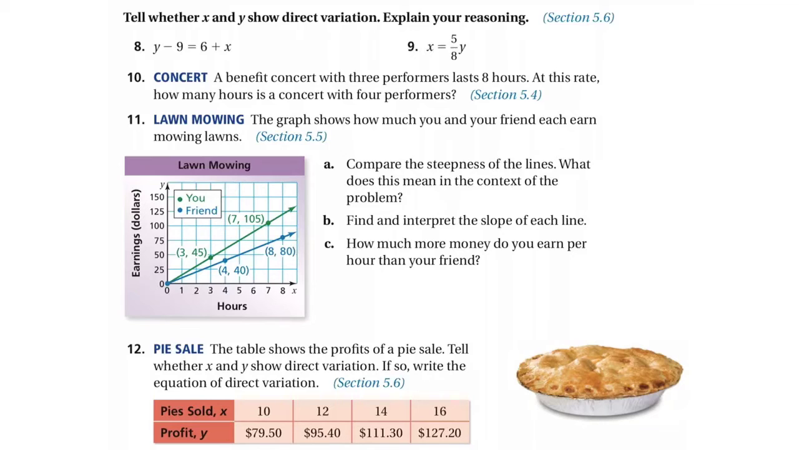And for number 12, you have to show whether x and y show direct variation. Remember, if they show direct variation, they're proportional. So you could simplify each of these, profit per pie sold, and see if they each simplify to the same unit rate. If they do, then it does show direct variation.